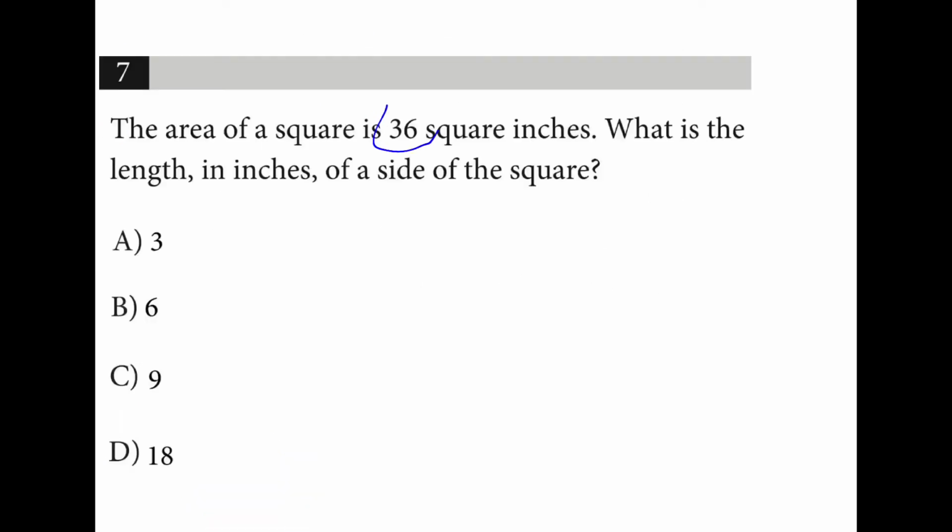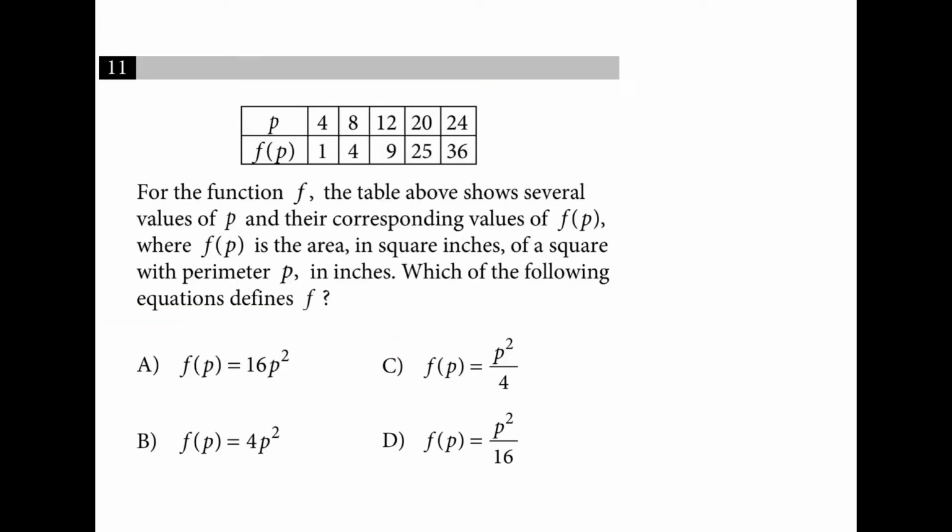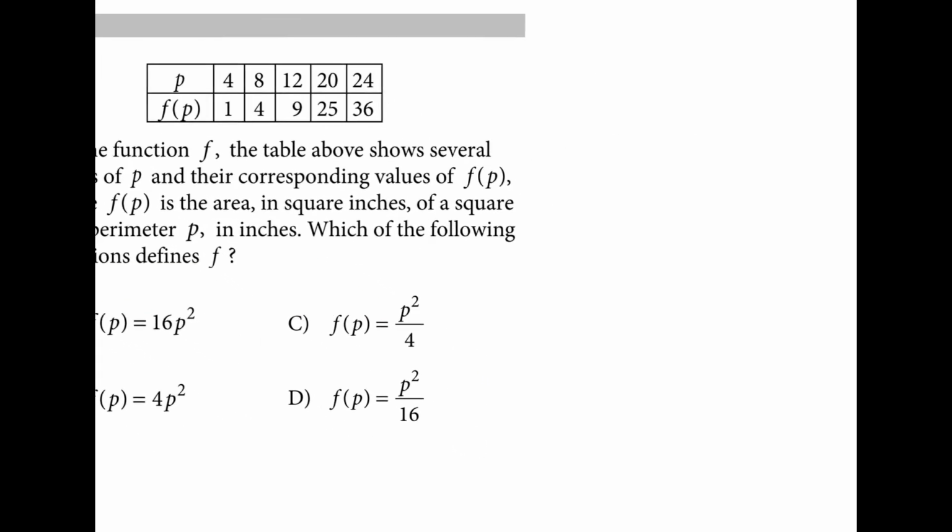The area of a square is 36, so area is equal to side length squared. So S squared is equal to 36, or S is equal to 6. And we're done. Here's a table representing the perimeter and area of a square.